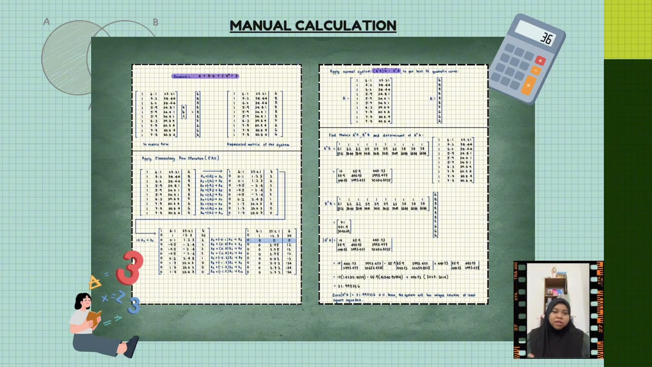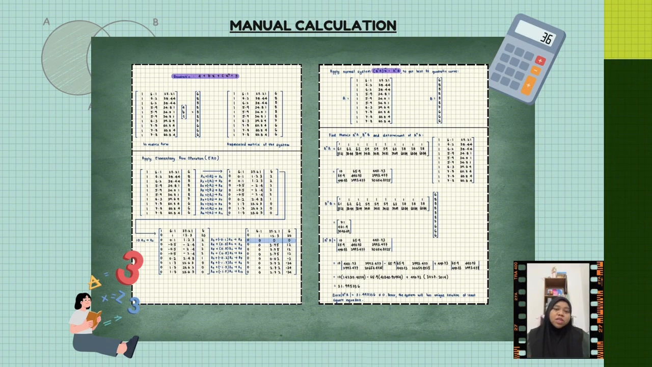So, to find the matrix form, we use the quadratic equation, which is y equal to a plus bx plus cx squared. Then, we replace the value of x with the sleep duration value. Then, we get a matrix form and convert it to the augmented matrix of the system. After that, we apply elementary row operations to see if the system is inconsistent or consistent. Since continuing row operations leads to a contradiction where a single variable yields multiple different values, the system is inconsistent.